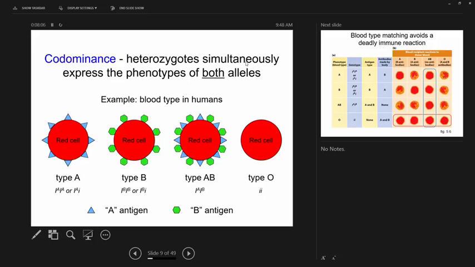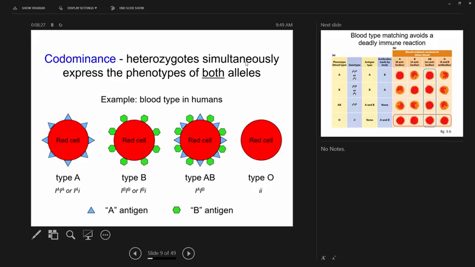If you are blood type A, because big IA is dominant to little i, you can be either homozygous big IA or heterozygous big IA little i. Same thing for type B: homozygous big IB or heterozygous big IB little i.